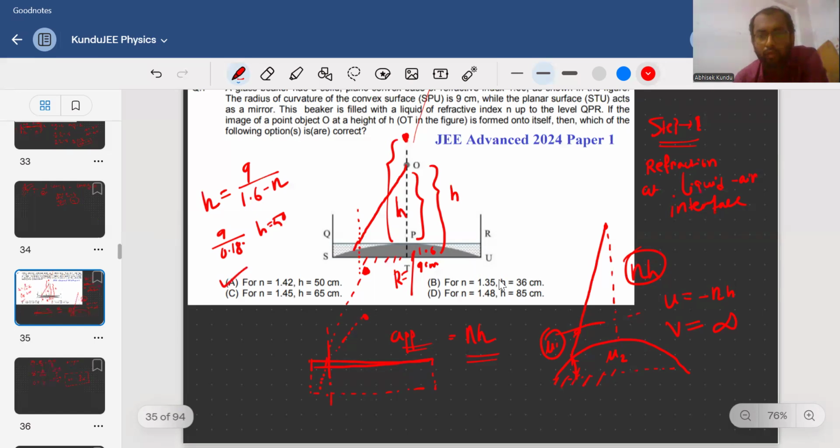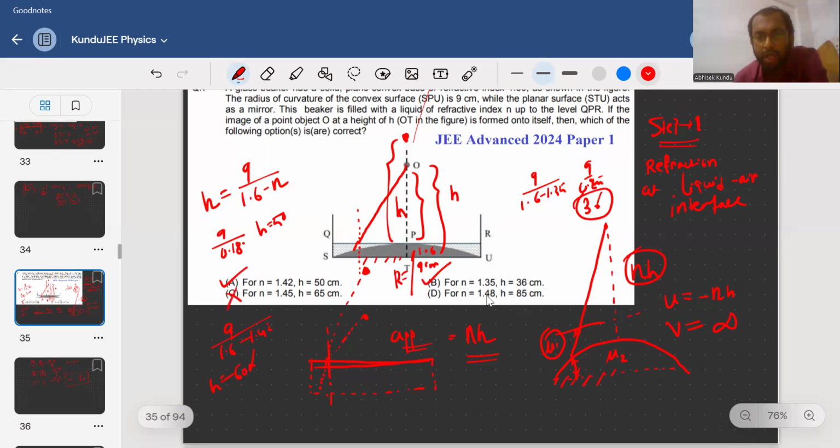We'll put n equal to 1.35. So 9 by 1.6 minus 1.35, that means here 0.25. 9 by 0.25 means 36. So this option is also correct. H is becoming 36. We'll put right now 1.45. 9 by 1.6 minus 1.45. So it is giving 0.15. That means 60. H is coming 60 in this case. But it is given 65. So this option is not correct.